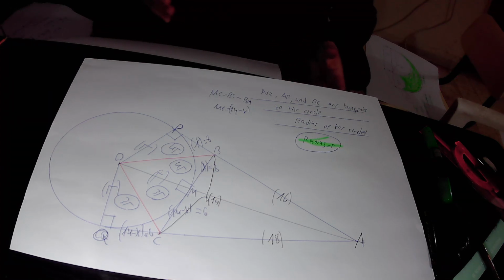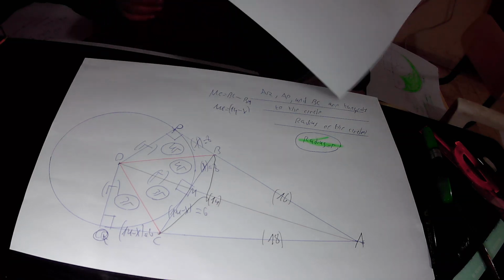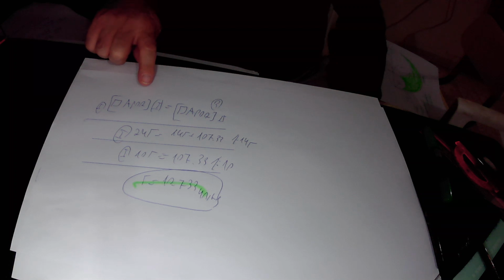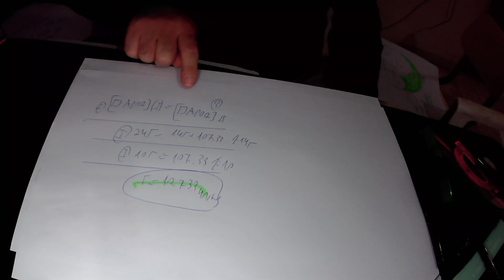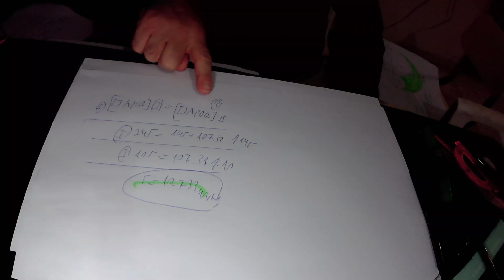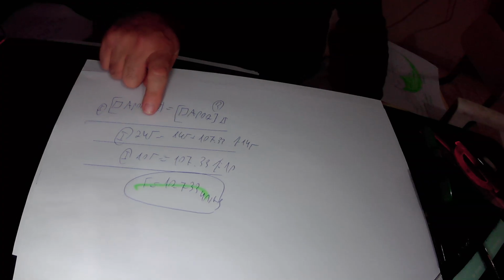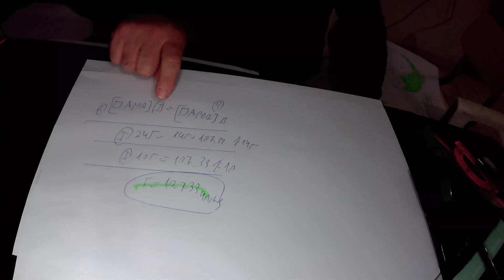The next step: if you had a question that said the area of quadrangle APOQ according to the first method of calculation must be equal to the area of quadrangle APOQ according to the second method of calculation. We already found out that the area according to the first method is equal to 24r square units in size, and it must be equal to the area according to the second method, that is 14r plus 110.33.